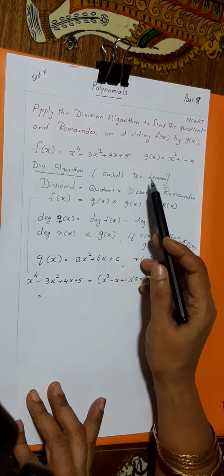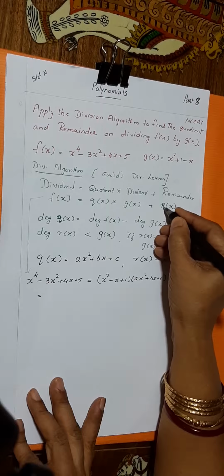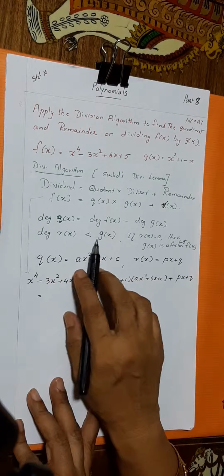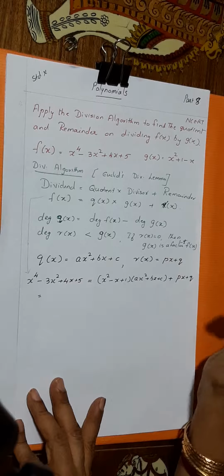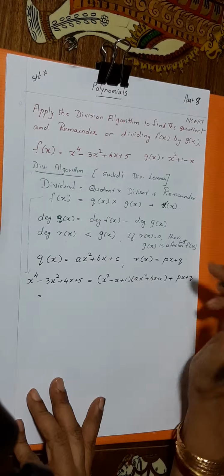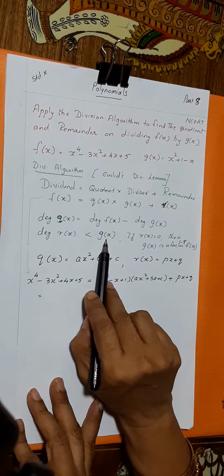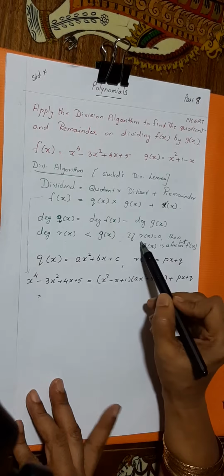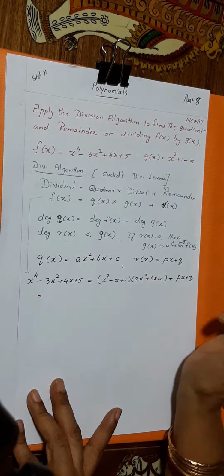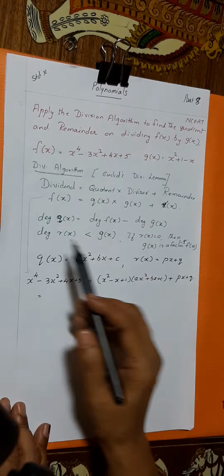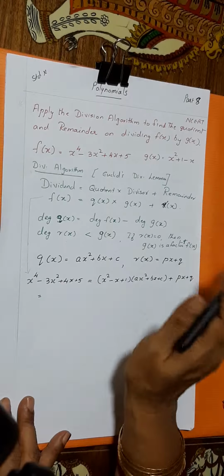And the degree of the remainder r of x will always be less than the divisor. Like we learned, the remainder will always be less than the divisor. Similarly, the degree of the remainder will always be less than the degree of the divisor. So if r of x, the remainder, is 0, then g of x is a factor of f of x. Now we have to use this division algorithm to find the quotient and remainder.